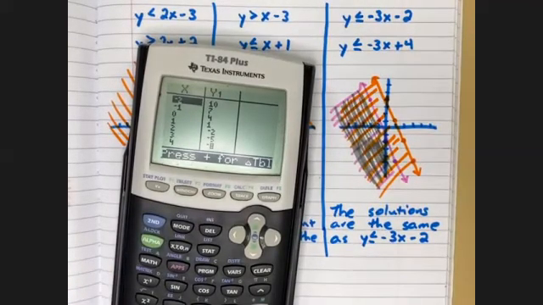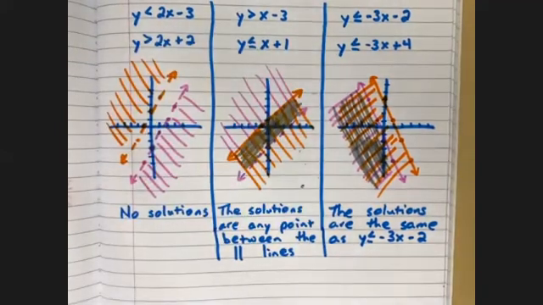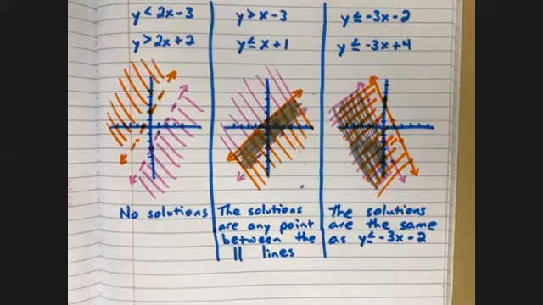So if I have parallel lines, I can either have no solution, any point between the two, or just the same solutions as if there was only one of the 2 lines. And those are all the special cases.